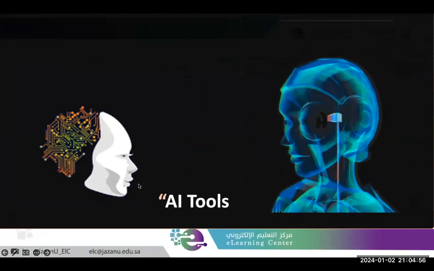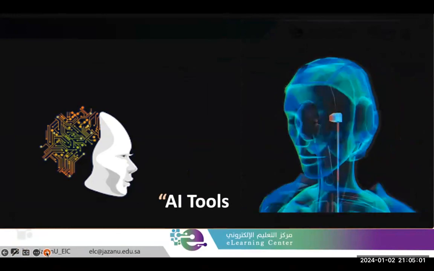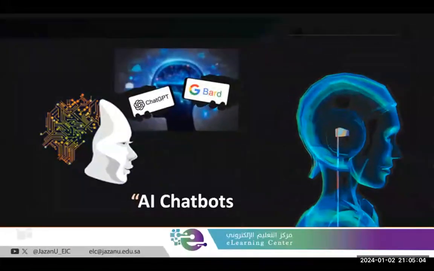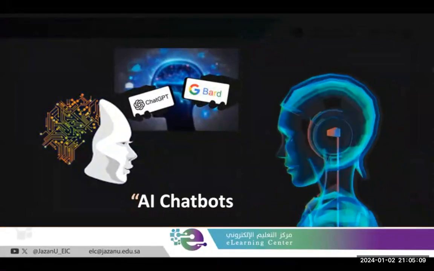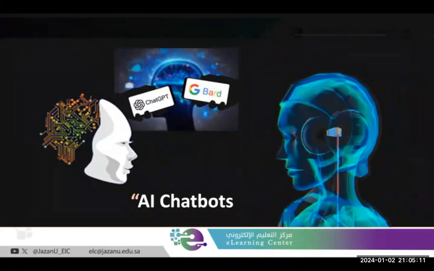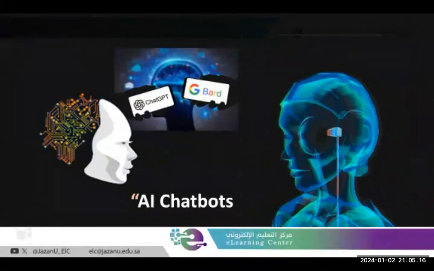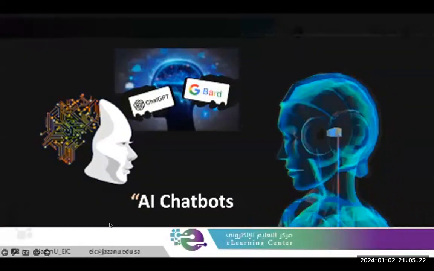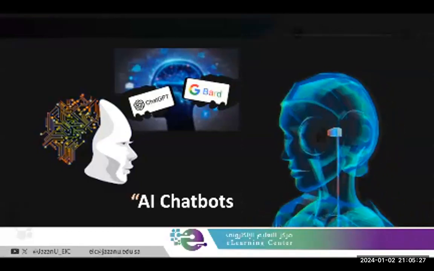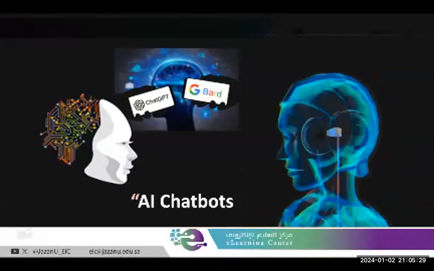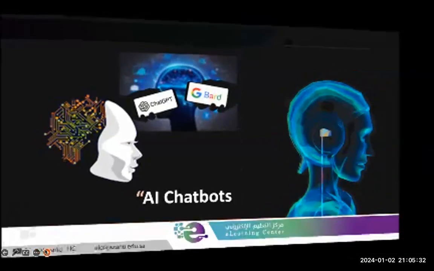So here are some AI tools which can help you in your teaching methodology. We have AI chatbots. You are really familiar with this one. ChatGPT is the most familiar software for everyone, but Bard is from Google. This is again like ChatGPT, and you can use both of the softwares to collect information or prepare the lesson for yourself. So let's have a look at how they work.